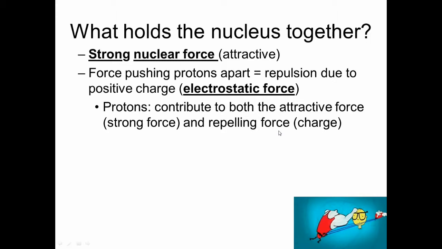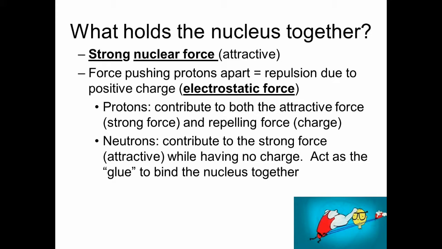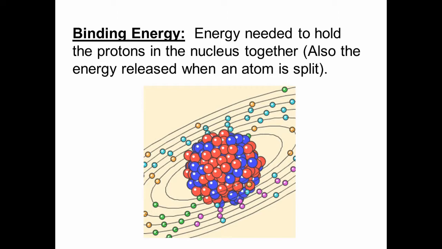Neutrons are really like the rubber bands that hold the nucleus together. In the video, they were the bungee cords. They are responsible for the strong force, even though they have no charge. You've heard of E equals mc squared. That E really stands for binding energy. That's the energy that's needed to hold the protons in the nucleus together. It's the same energy that's released when an atom is split.